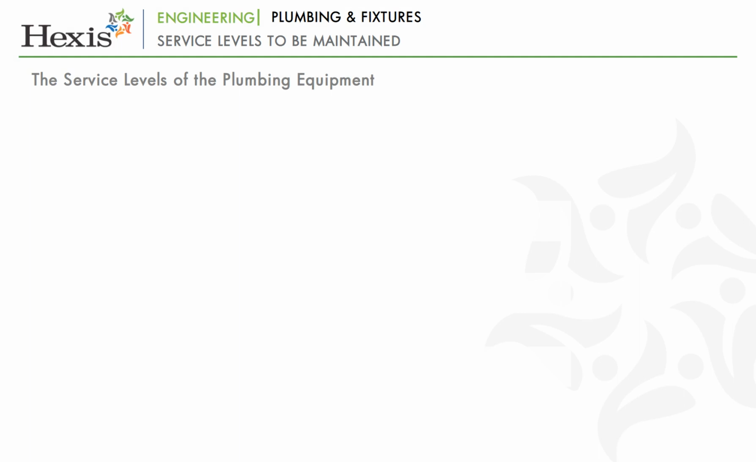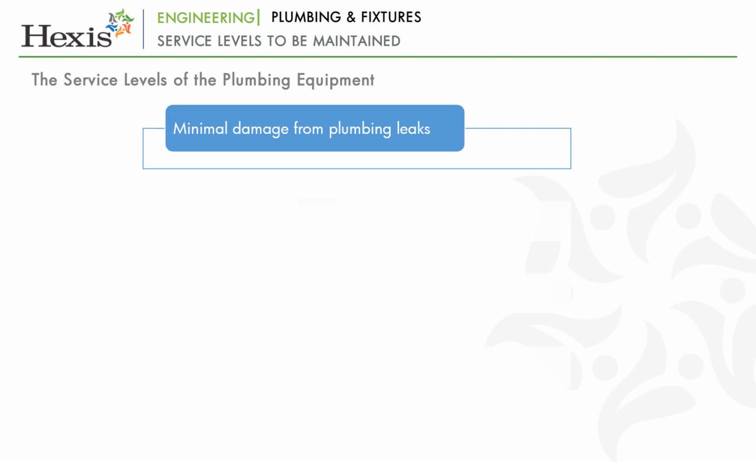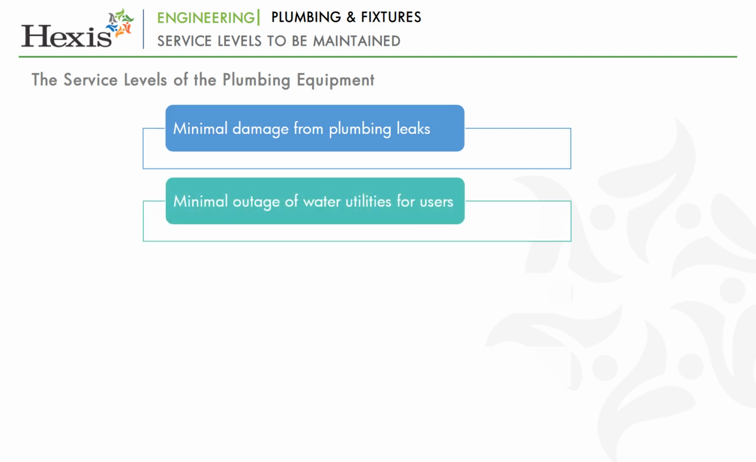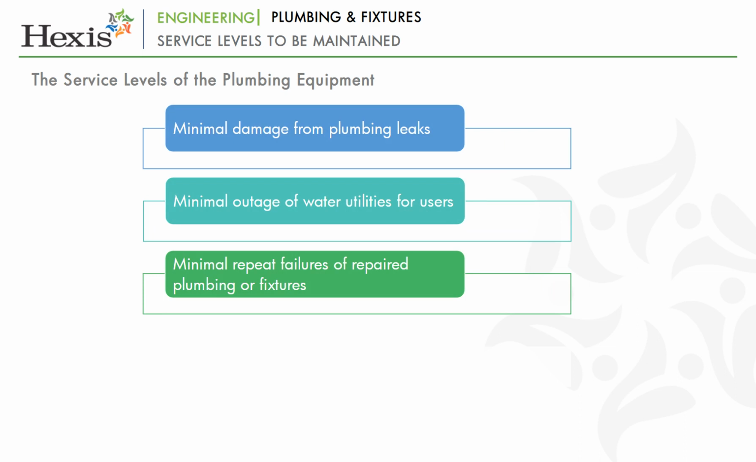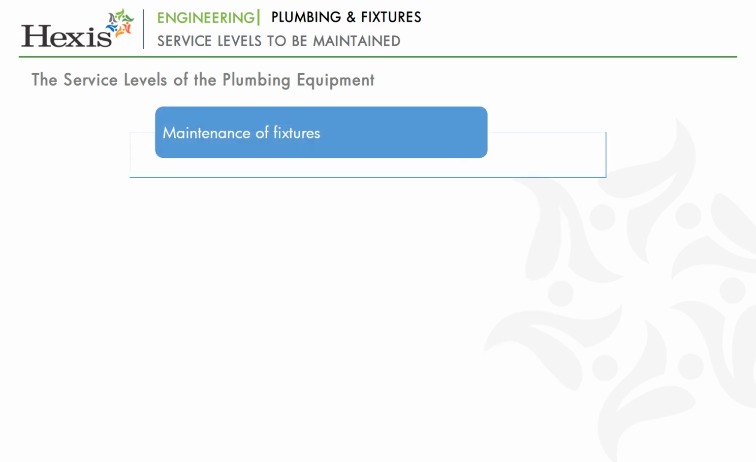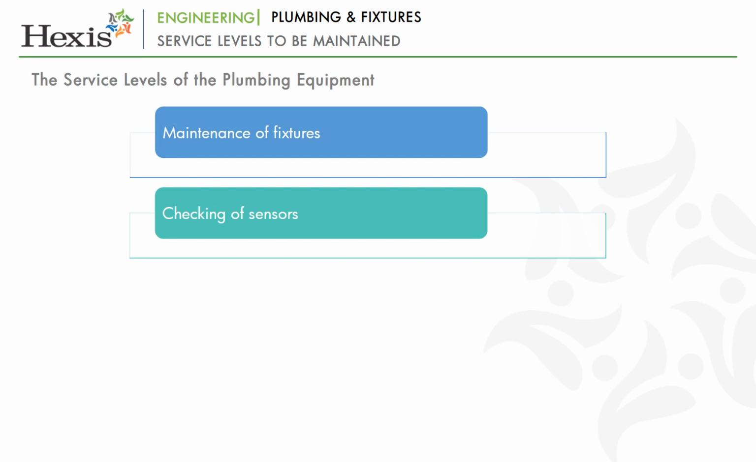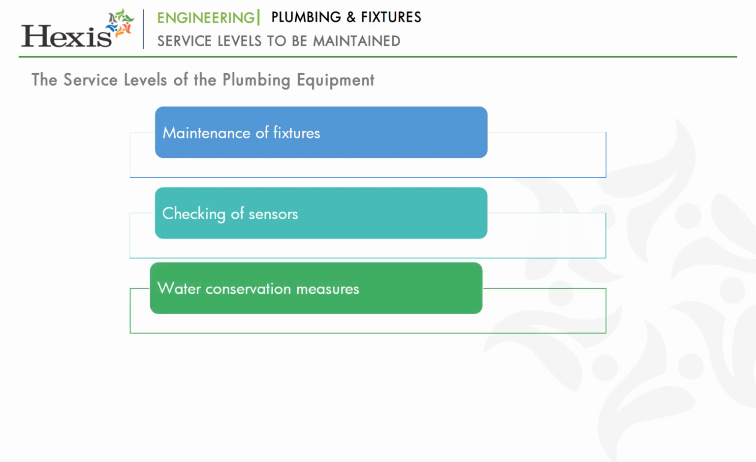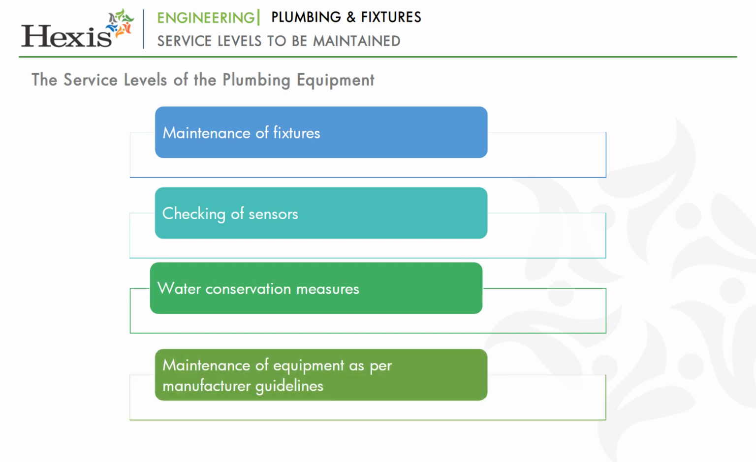Let's look at the service levels of the plumbing equipment. Minimal damage from plumbing leaks. Minimal outage of water utilities for users. Minimal repeat failures of repaired plumbing or fixtures. Avoidance of leaks and failures through proactive measures. Maintenance of fixtures and repair or replacement if damaged or deteriorated. Sensors are fitted and in working condition. Water conservation measures in place. Equipment is operated and maintained in accordance with manufacturer specifications, regulatory requirements, and accepted industry practices.